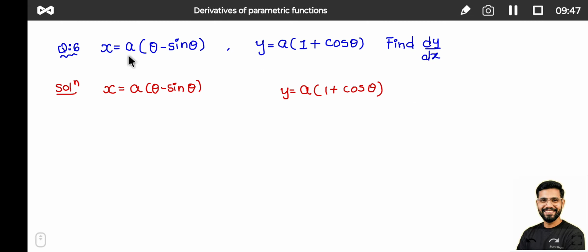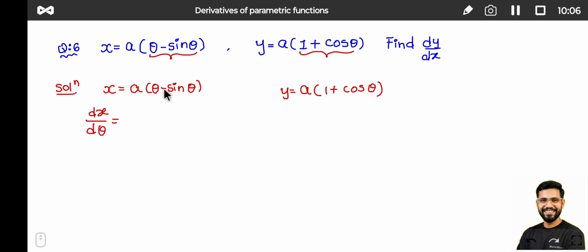So the question is x is equal to a(theta minus sin theta) and y is equal to a(1 plus cos theta). Find dy by dx. So the variable is theta. If we take the derivative with respect to theta, dx by d theta is equal to, now this a is in multiplication with this bracket, so we'll write down a as it is, bracket derivative of theta, which is 1, minus derivative of sin theta, which is cos theta. Then on the other side, derivative of y with respect to theta, which is dy by d theta.